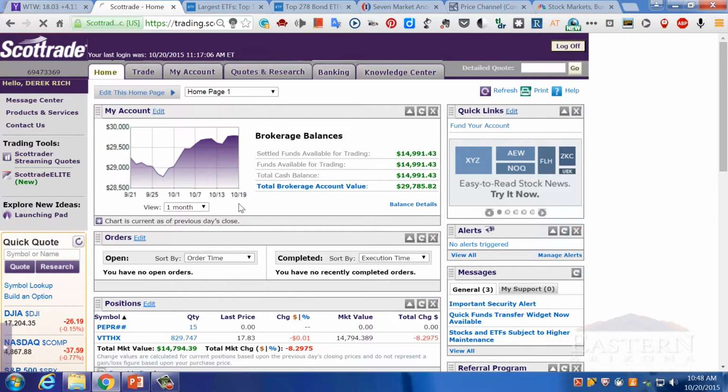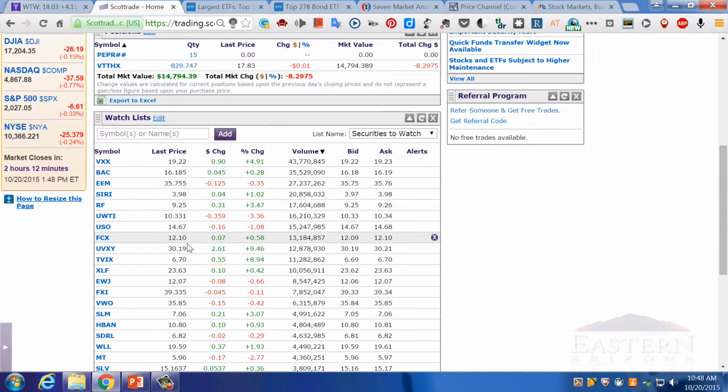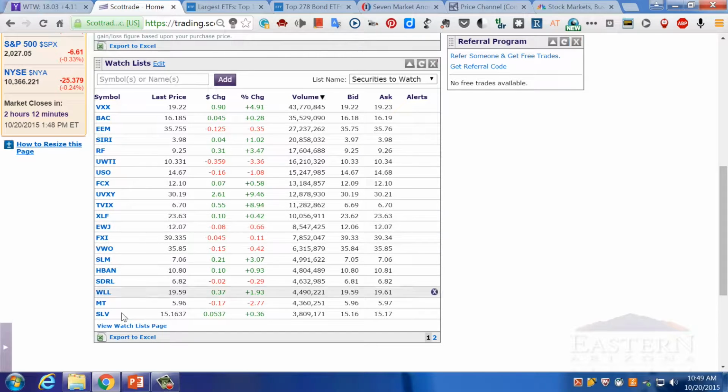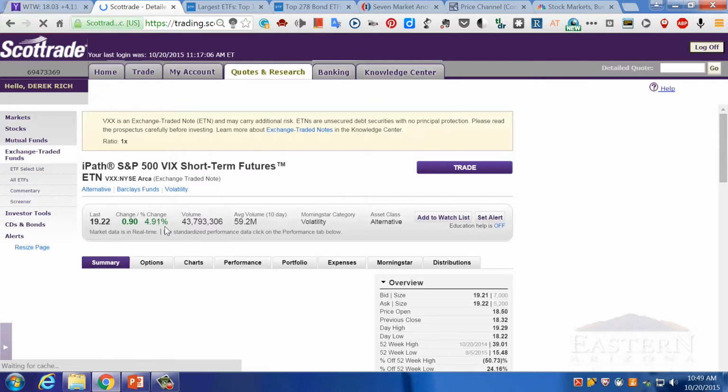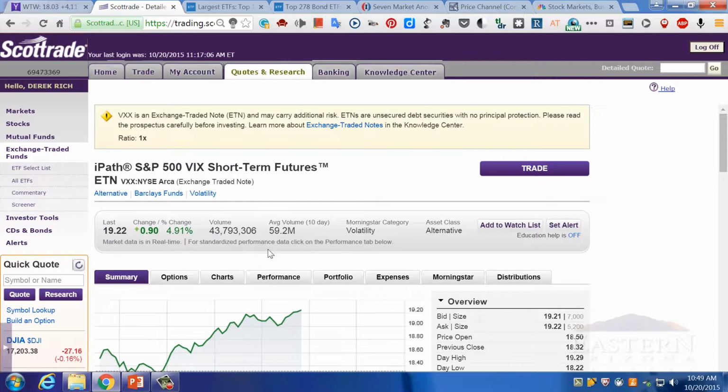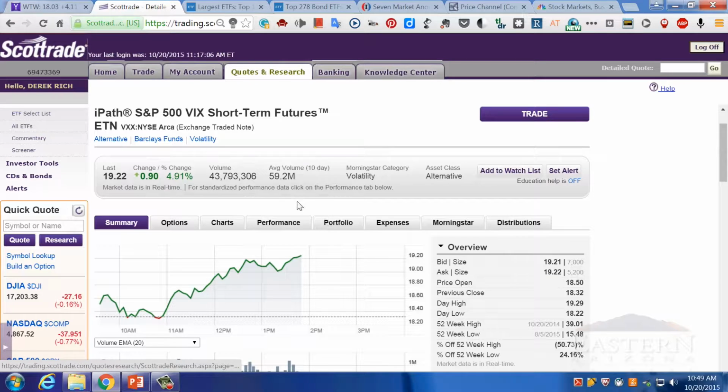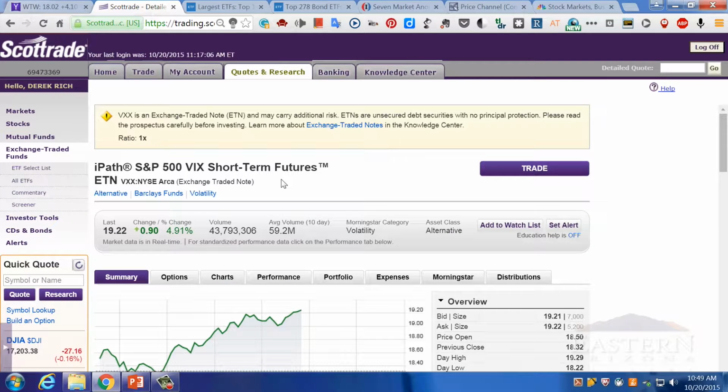And I can't tell you how many there are, though. There are just so many of them. Most of the ones that I have bookmarked on here are actually ETFs. So like VXX, this is one that tracks the Volatility Index. So this one is an ETF. ETN, ETF, they're the same thing. But it trades like a stock.